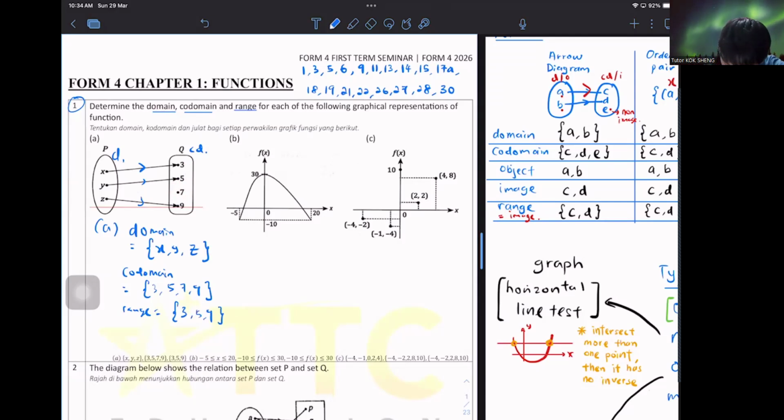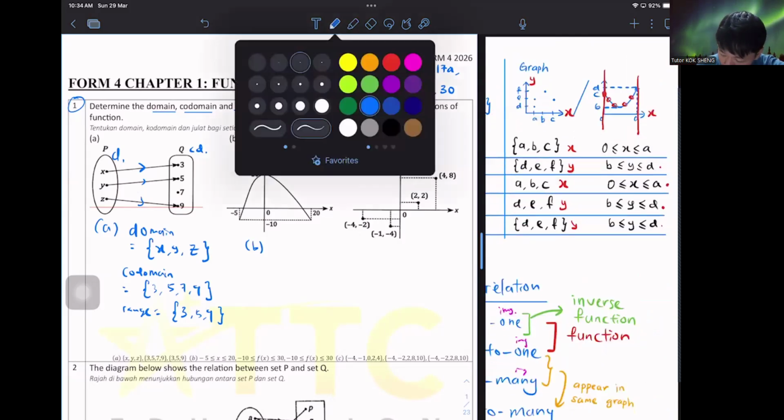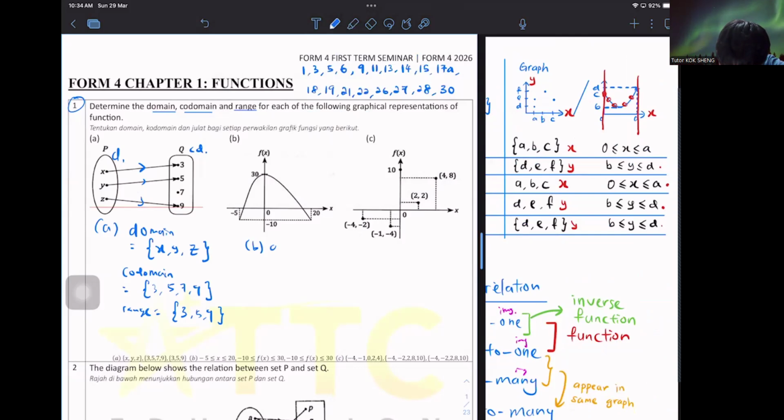Settle A. Next, B is followed by the graph here. Okay, domain. The X here again. So as you know, that's how the graph I mentioned, right? You have to look at the range. The smallest is -5, the biggest is 20 for the X. So -5 until 20 for the domain.